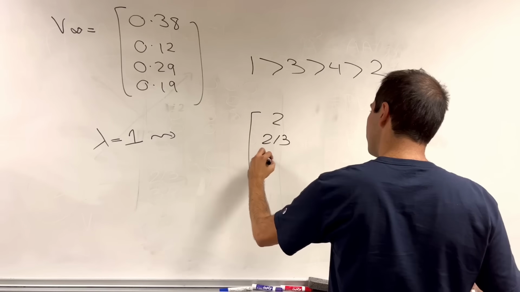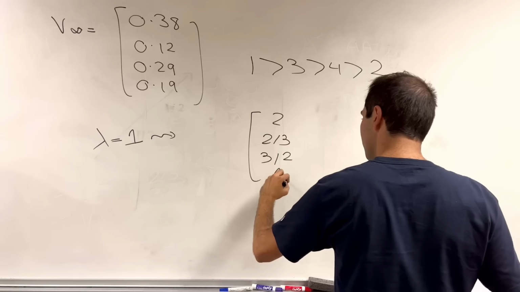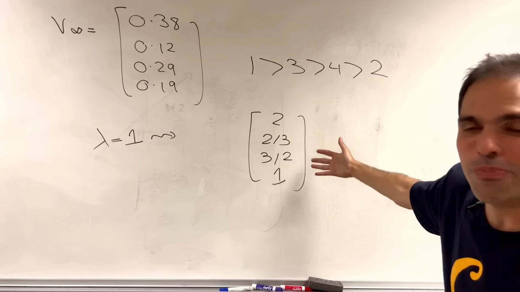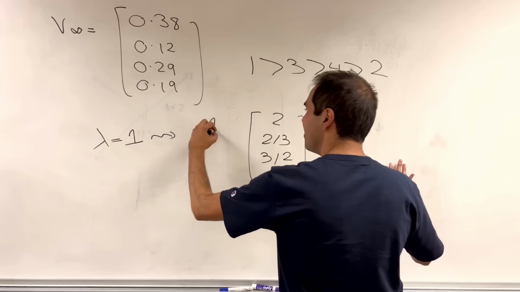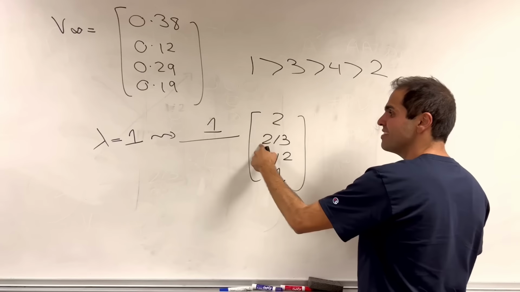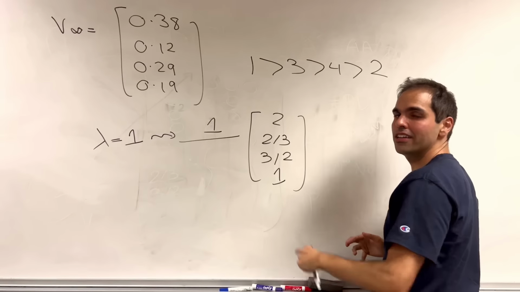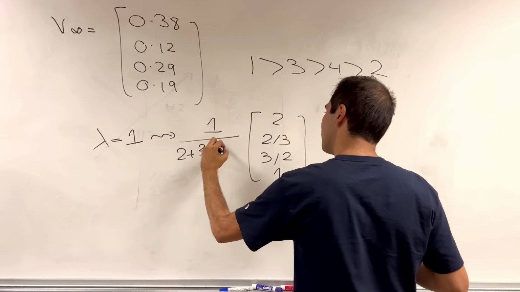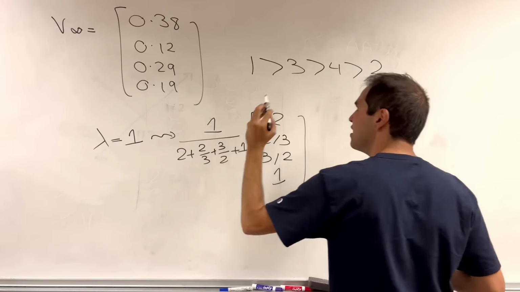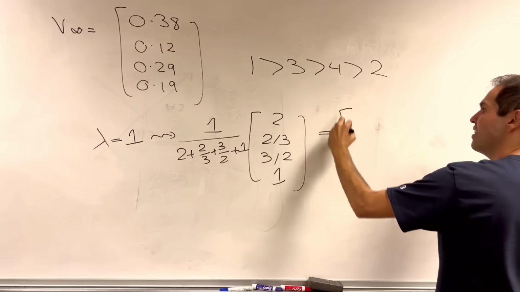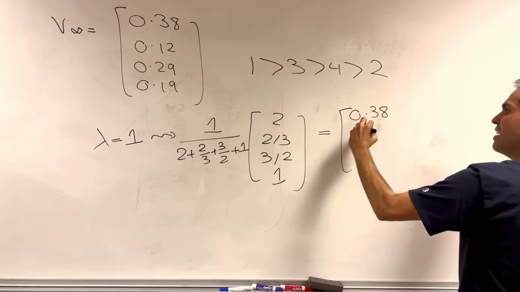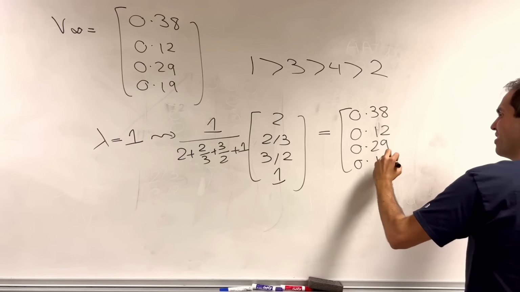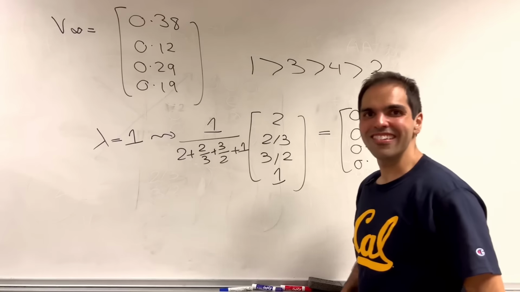2/3, 3/2, and 1, but not quite, because this is not a probability vector. But it is this, divided by the sum of the terms. So 2 + 2/3 plus 3/2 plus 1. And so in the end, you do get this vector, 0.38, 0.12, 0.29, 0.19. How cool is that?